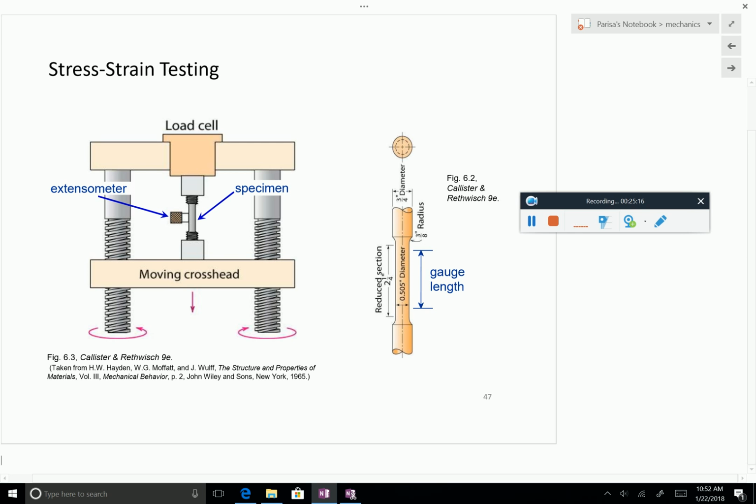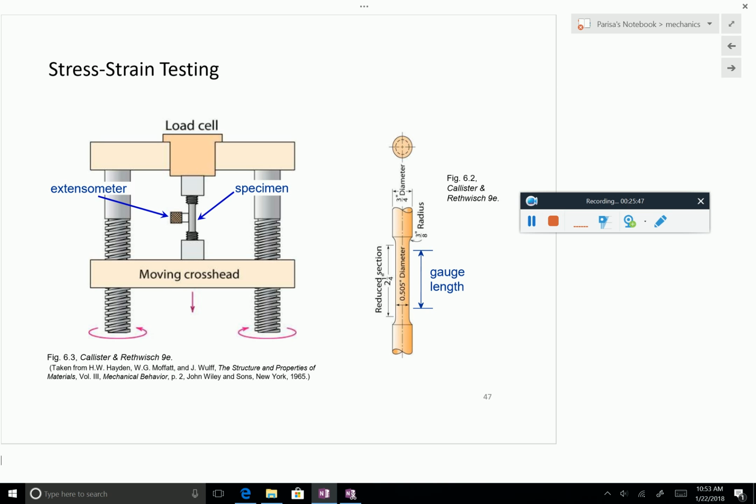So, about 50% of you are taking CP37. Are you doing stress strain testing for metals in that class? Yes? Oh, the first time is starting today. Well, okay, so we are all in the same situation, which is okay.